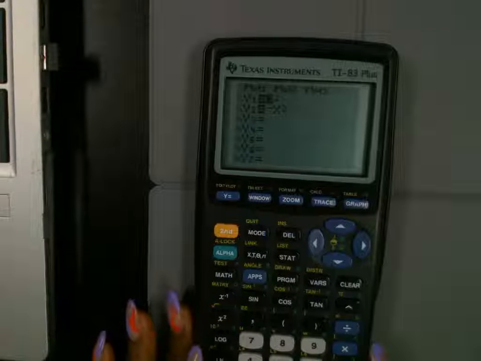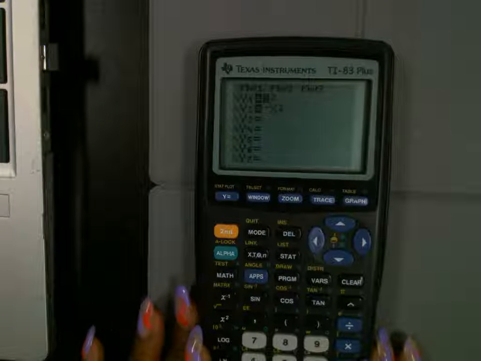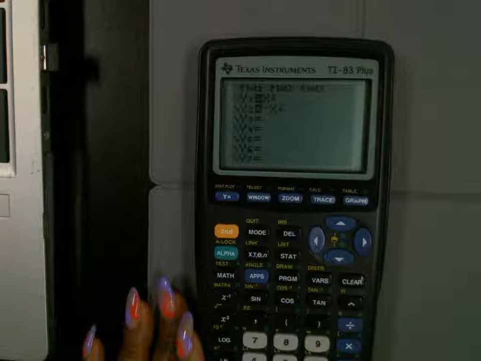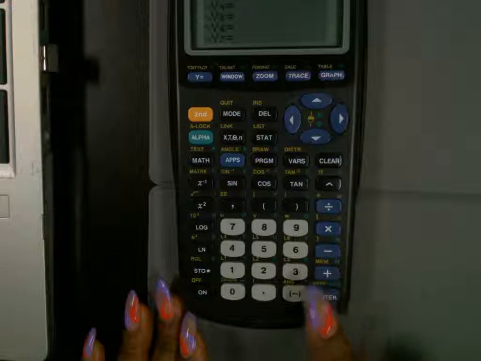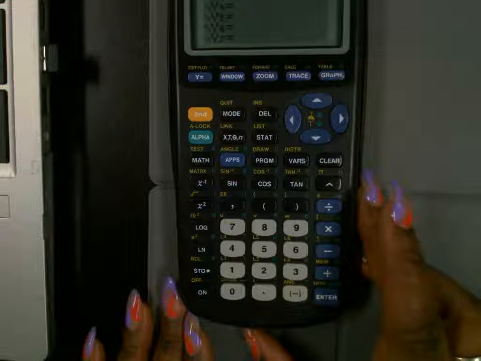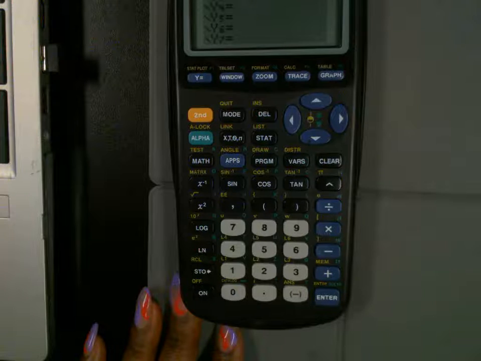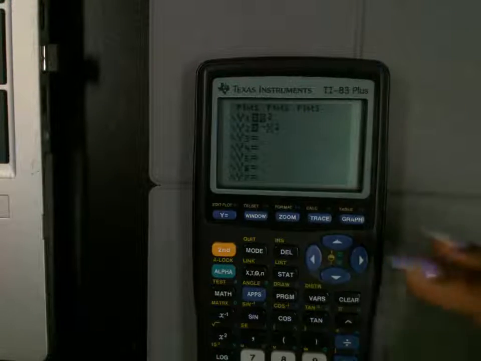First time I did negative x squared, it said error. Is that because I used the minus button? Yes, it's because you used the minus. Make sure you use the actual negative button here. Don't use minus. Use minus for minus and negative for negative. Okay? What's wrong? Okay, good. All right. So now go back to y equals.